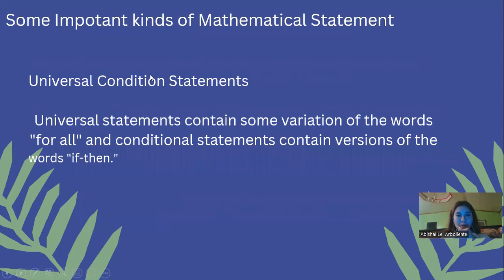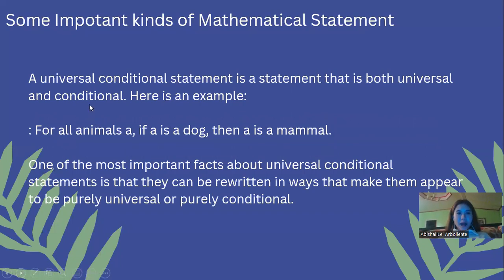Some important kinds of mathematical statement. Universal conditional statements. Universal statements contain some variation of the words "for all," and conditional statements contain versions of the words "if-then." A universal conditional statement is a statement that is both universal and conditional. Here is an example. For all animals A, if A is a dog, then A is a mammal. One of the most important facts about universal conditional statements is that they can be rewritten in ways that make them appear to be purely universal or purely conditional.